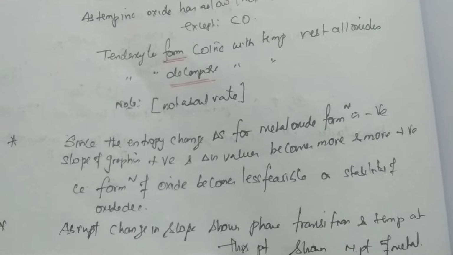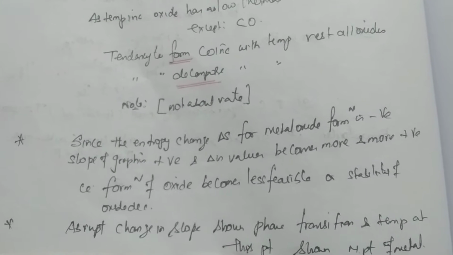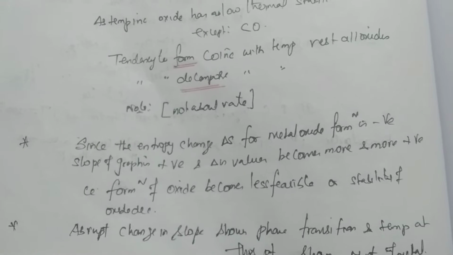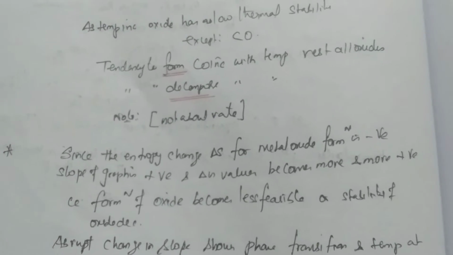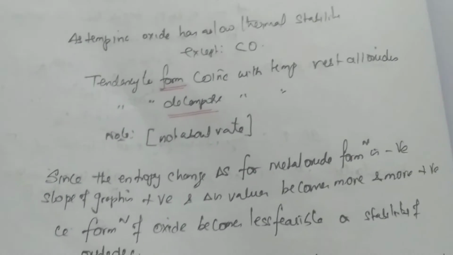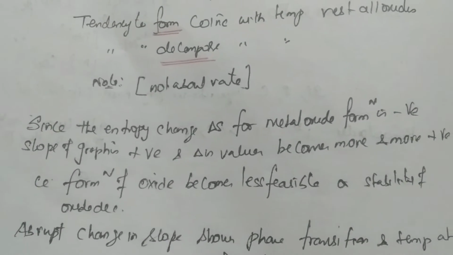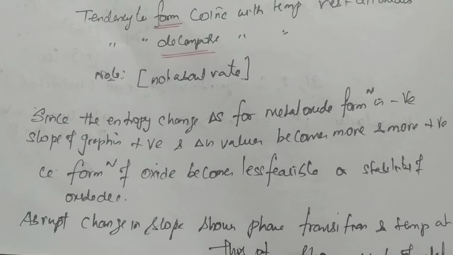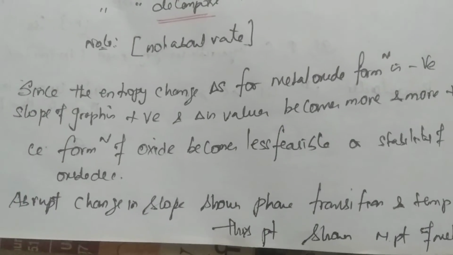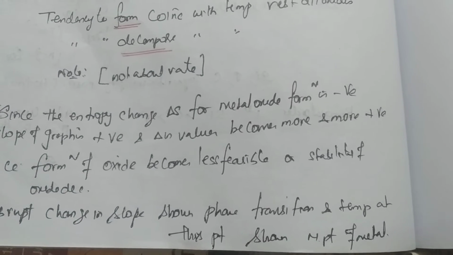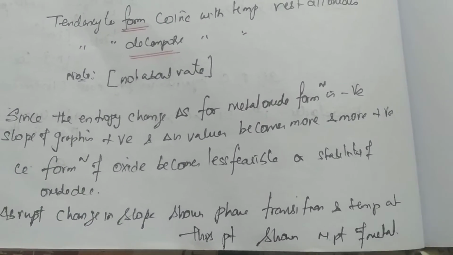of a solid. Slope is always positive, because T delta S is going to be positive. I'll show you this shortly. So delta G value becomes more and more positive, that is, formation of oxide becomes less feasible as stability of oxide decreases. Abrupt change in slope shows the transition or phase transition at this point, shows melting point of metal.